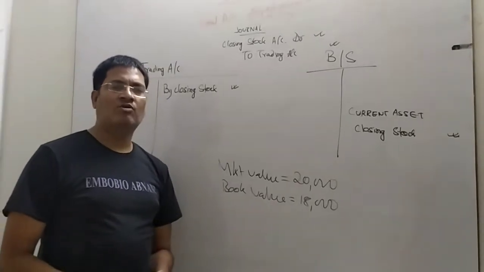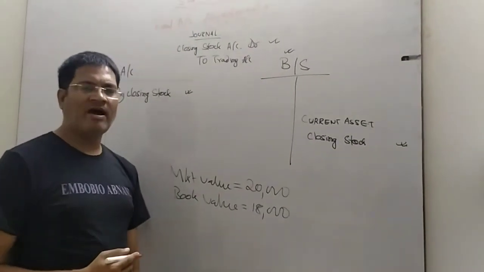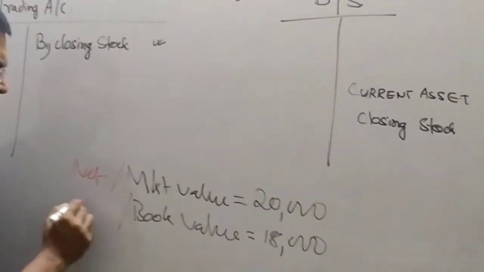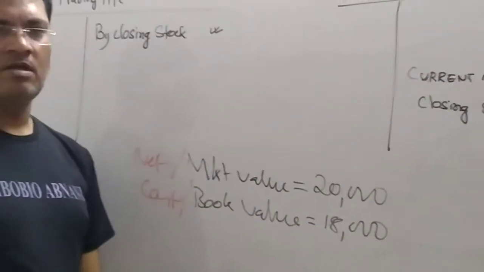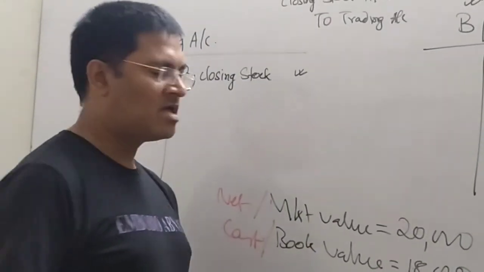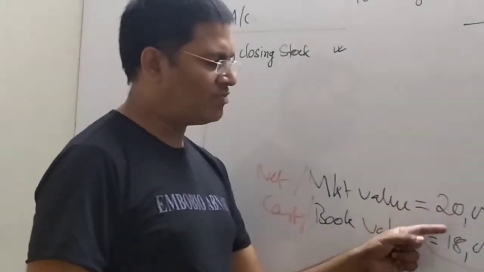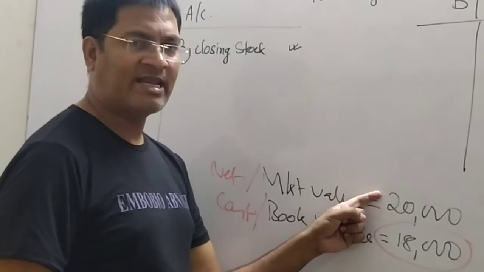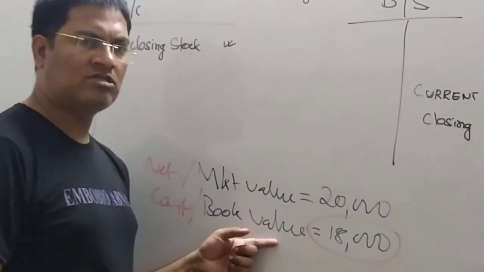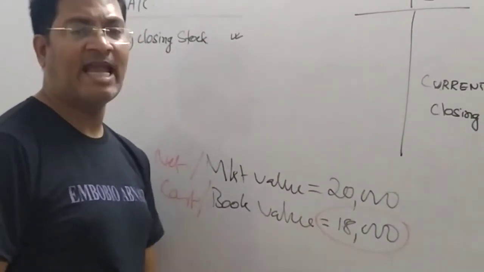Now we will be talking about closing stock. You notice, students, closing stock can be given at net realizable value or market value, or it can be given at cost or book value. Remember, under the conservative principle, if two values are given in the adjustment, you always take the minimum value. If the minimum value is the market value, you will take market value. If the minimum value is the book value or cost, then you will take the cost. In this case, it is cost. So we will take the closing stock value as 18,000.